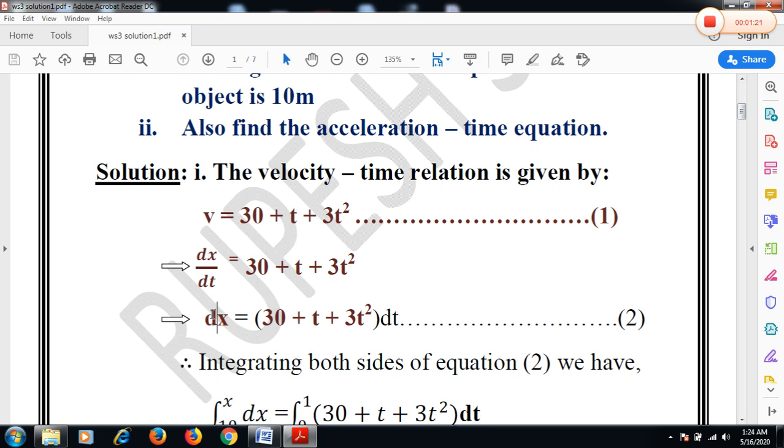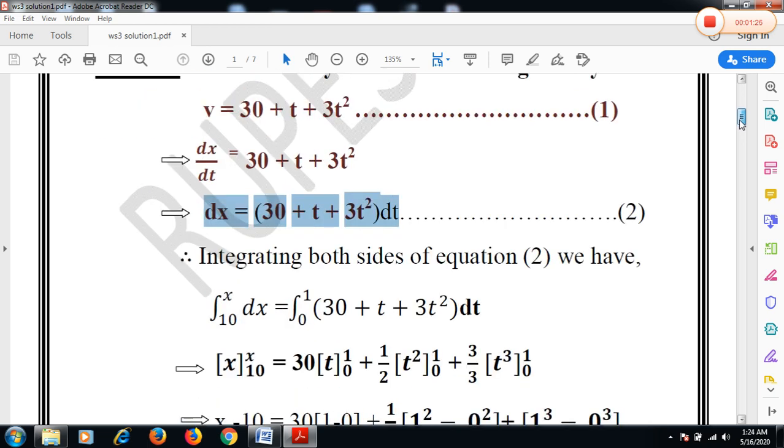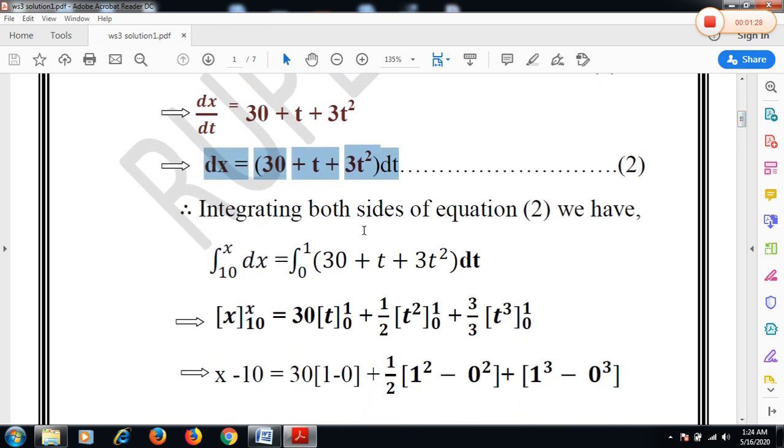Now integrating both sides of this equation, we have the integral of dx within the limits 10 to x equals the integral of (30 plus t plus 3t squared) dt within the limits 0 to 1. Why have we taken these limits? Because at t equals 0, the initial displacement has been given as 10 units, and we need to find the displacement at t equals 1. Okay, and let it be x.